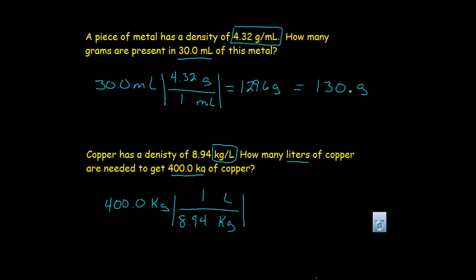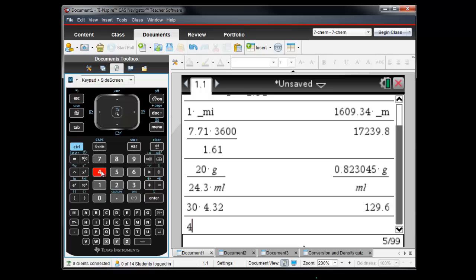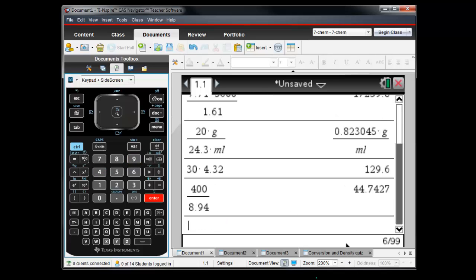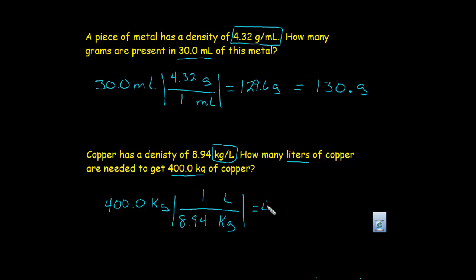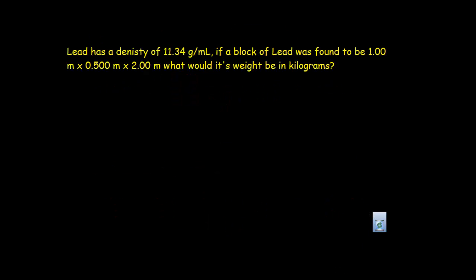8.94. So I'm going to take 400 divided by 8.94, and we get 44.74. So 44.74 liters, but we have a density of 3 significant digits. We're going to take this into account that this may be 3 significant digits, and not just worry about the measurement in this particular case. So we're going to have to write this as 44.7 liters. Okay, let's look at the next one.